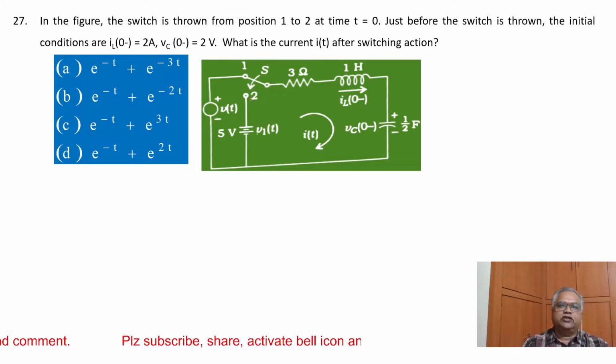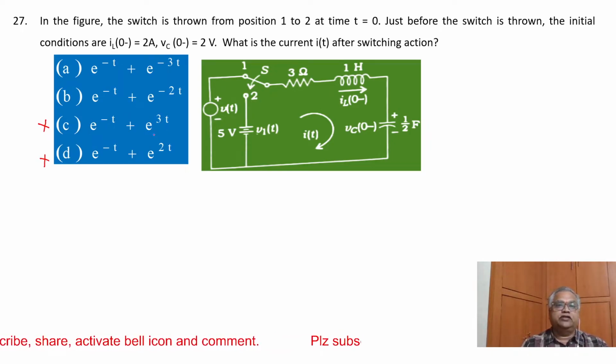After it is connected to 2, it is a series RLC, second order, but definitely at infinite time the current will be 0. But here it is e power 3t, e power 2t. So C and D cannot be the answer, because at t equal to infinity these answers are coming as infinite. This I(t) cannot be infinite. So C and D are definitely wrong, and based on A and B, we have to decide.